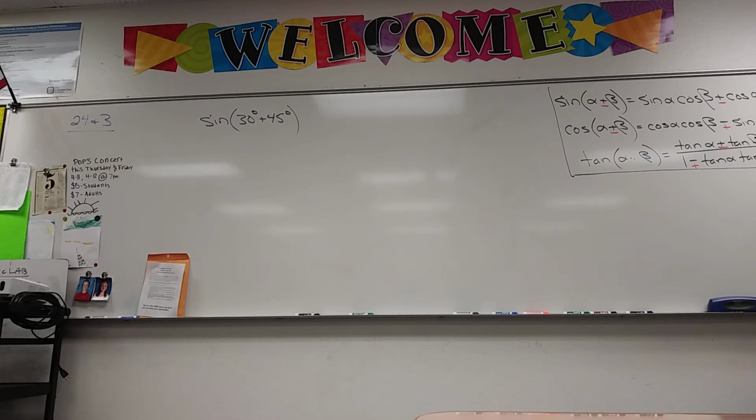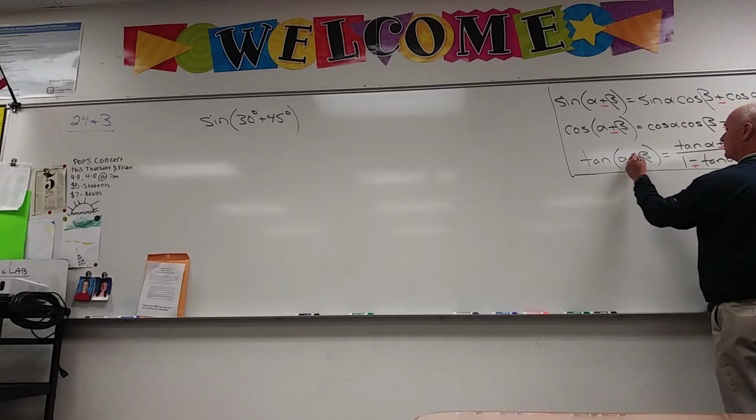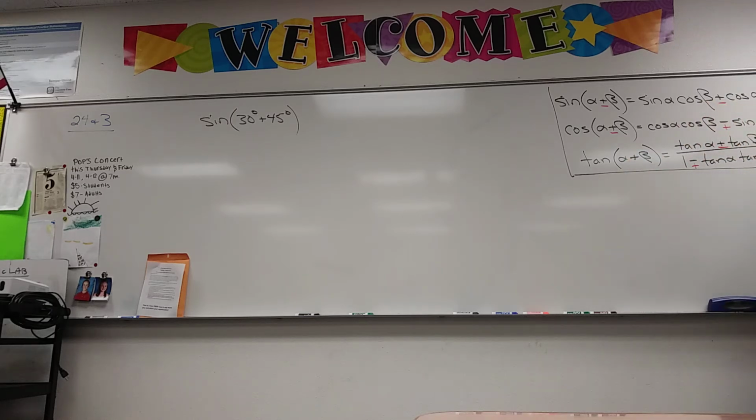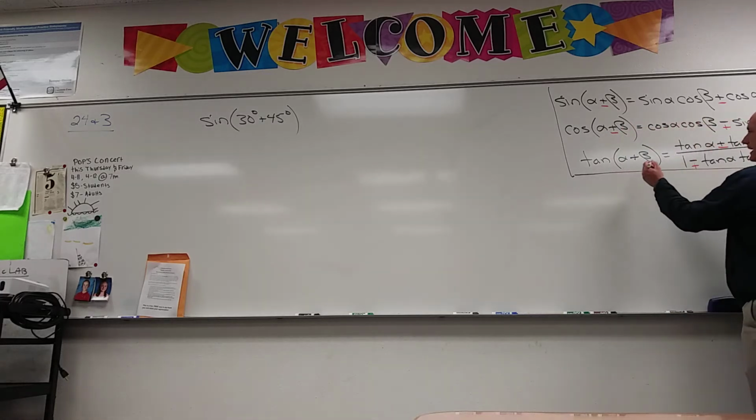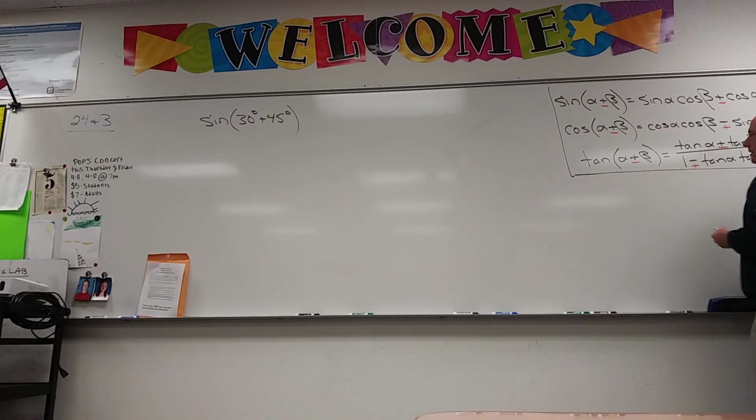Okay? And then we have my least favorite one, the tangent one, which says that tangent of alpha plus beta is equal to tangent of alpha plus tangent of beta over 1 minus tangent of alpha times tangent of beta. If that changes to a subtraction, alpha minus beta, then the top becomes subtraction and the bottom becomes addition.